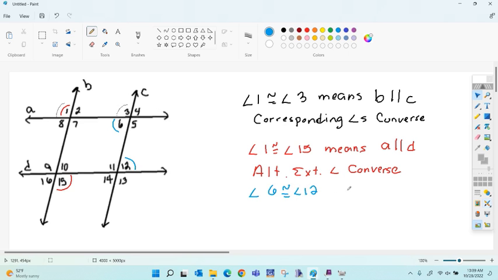Not angles, oh, we're looking for lines. Which ones are parallel lines? So which ones? Is it C? Okay, so C is the one that's going to be our transversal because they're right up against that one. So if this is the transversal, which two lines are parallel? A and D. A is parallel to D.